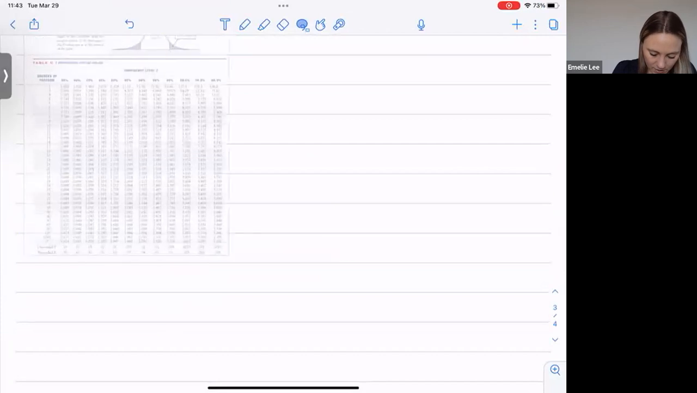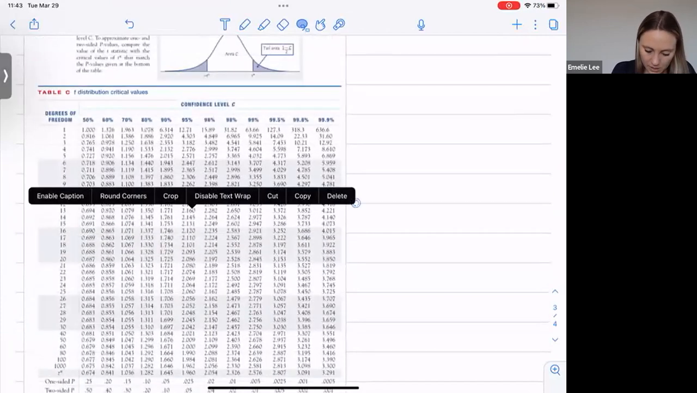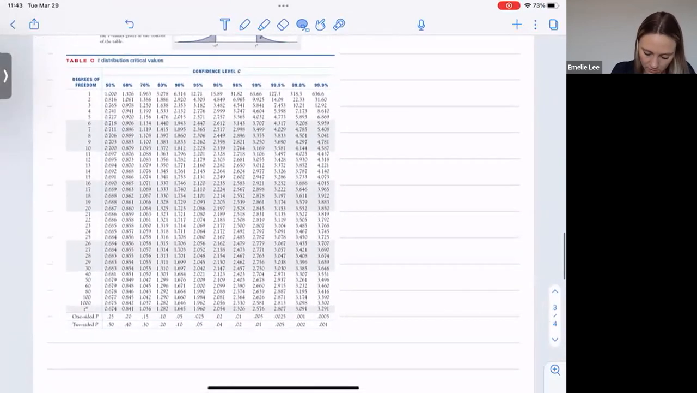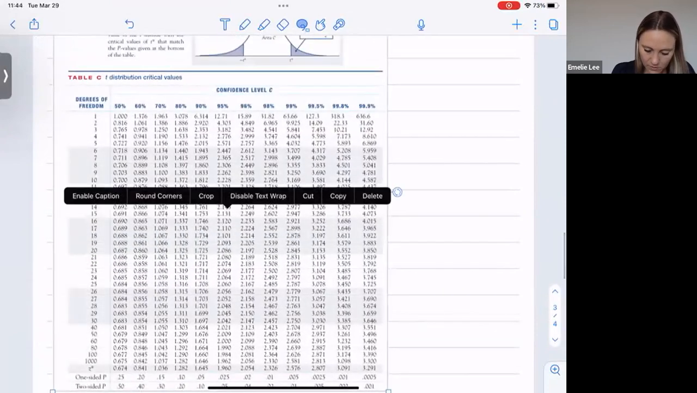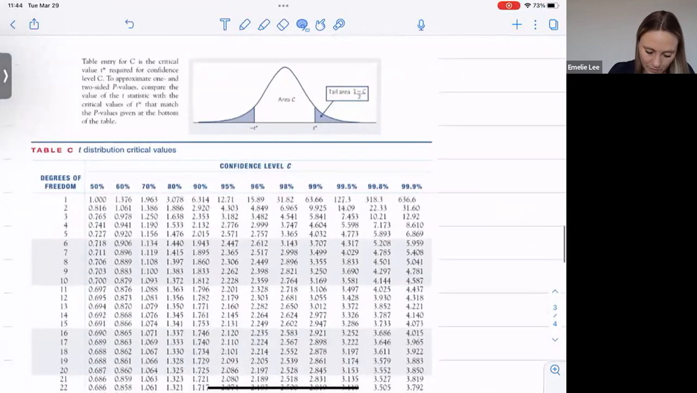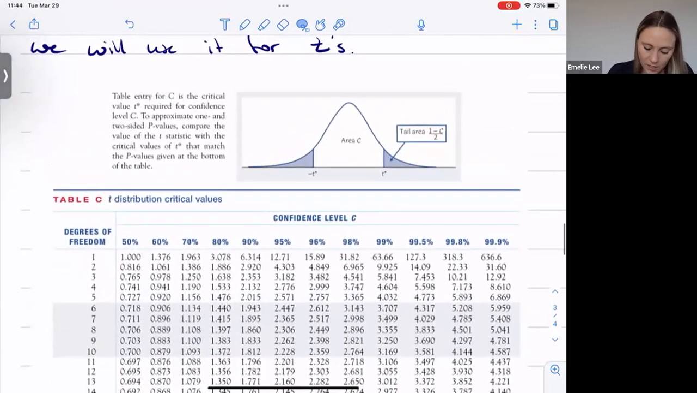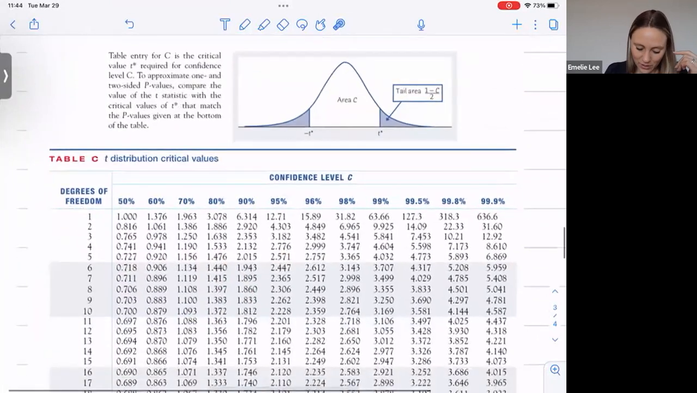Once I have it enlarged a bit, it's probably good. Okay, I'll zoom in here. So I like it for a few reasons. I like that it has the confidence levels clearly labeled up here at the top. I like that it's shaded so that you can keep track of where you are in the table.